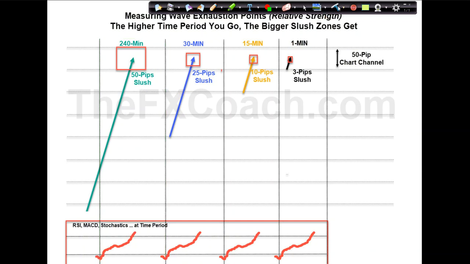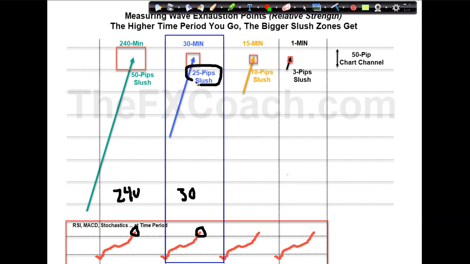So what happens then is, we drop down to a 30-minute chart. And again, it has its own MACD, and our RSI, our stochastics. They're all interchangeable with what we're trying to do here. And guess what? It also has an overbought zone. But on that 30-minute chart versus the 240 chart, that overbought zone where we might start to see a reversal might only be 25 pips big.